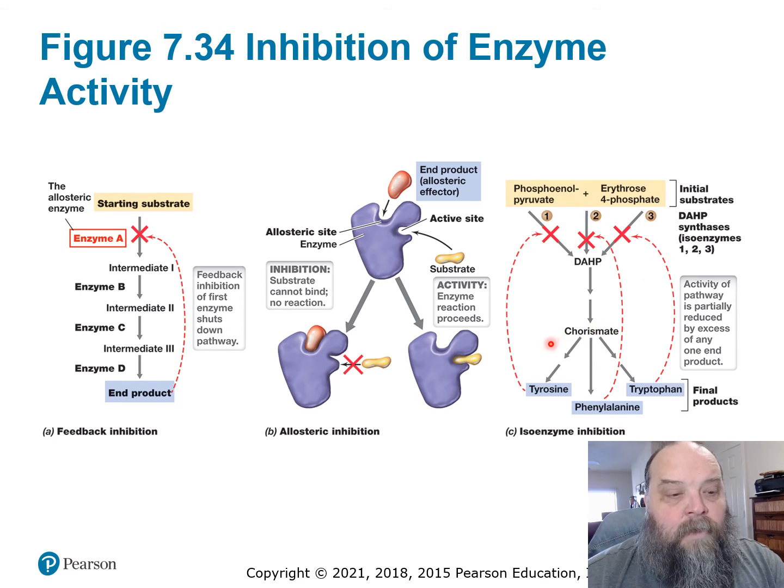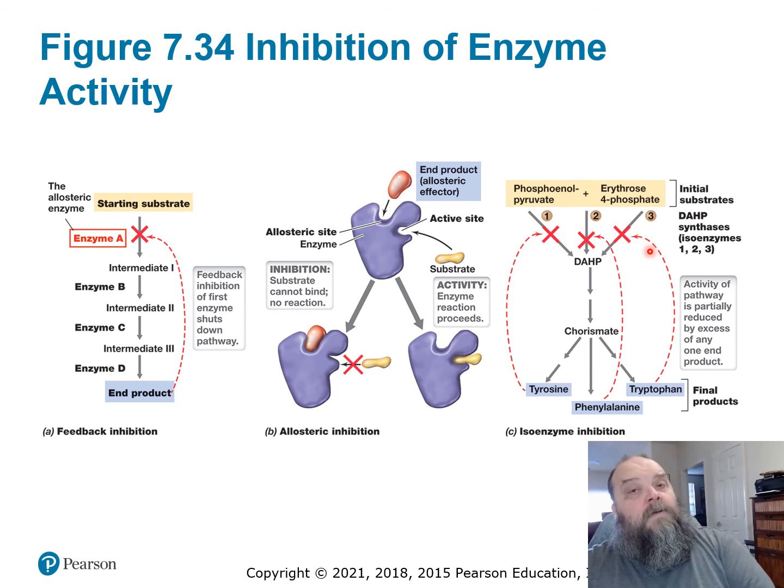Thing is, if all the chorismate gets turned into tryptophan, high levels of tryptophan are not going to have any effect on 1 and 2, but it will interfere with 3. High levels of phenylalanine have nothing to do with activity of 1 and 3. High levels of tyrosine have nothing to do with activity of 2 and 3 here.